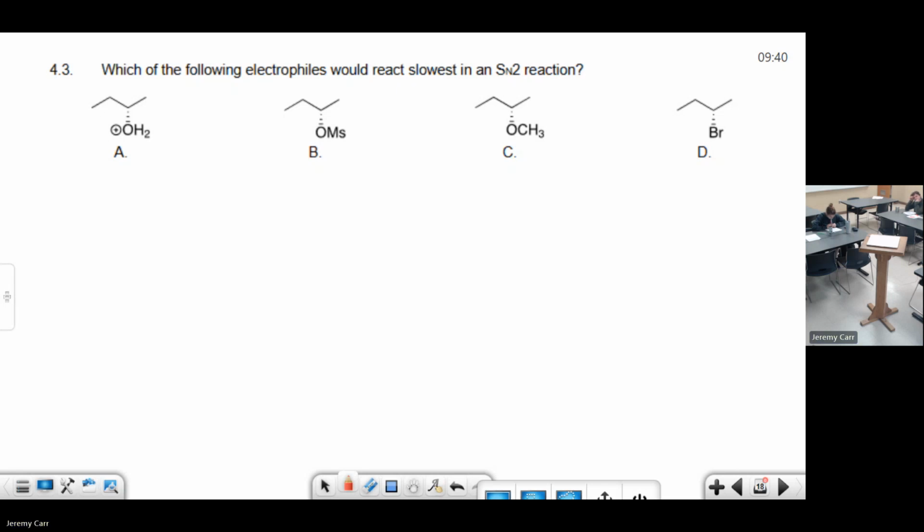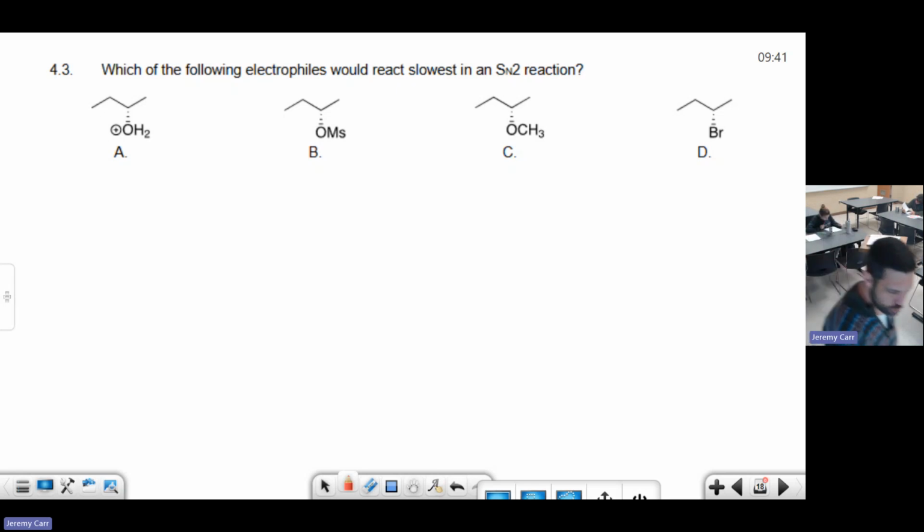but the leaving groups are all different, right? So that's the interesting thing here. I'm not asking you to determine which one's going to react the fastest, because it turns out 3 of these all react really, really quickly with each other. One of them reacts very slowly.